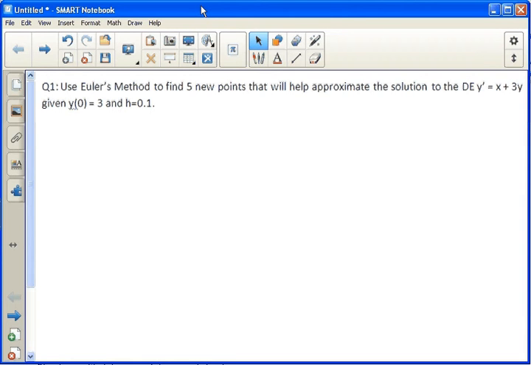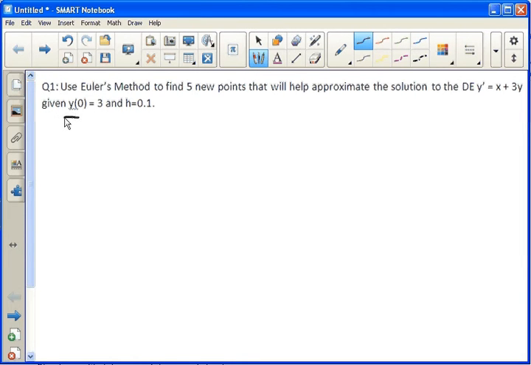Question 1. Use Euler's method to find 5 new points that will help approximate the solution to the differential equation y prime equals x plus 3y given that y of 0 equals 3 and h equals 0.1. In Euler's method, remember, h means the step size, so that's how far we'll go each time.